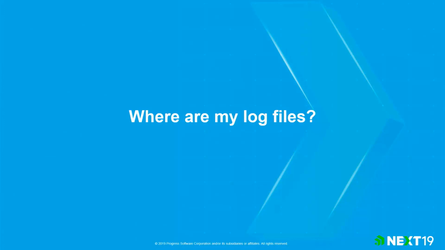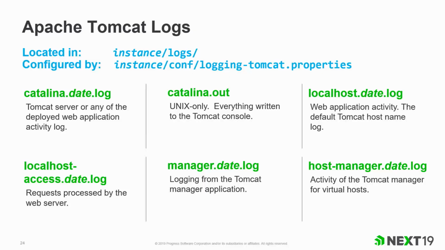Okay, so where are those log files? Where do they live? The default place is in your instance logs directory. For the Apache Tomcat logs, again, they're configured by that logging-tomcat.properties. You've got the Catalina log. Catalina log is the main Tomcat log, so the Tomcat server itself, that's where it logs.